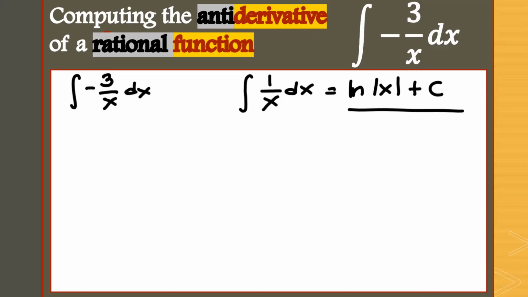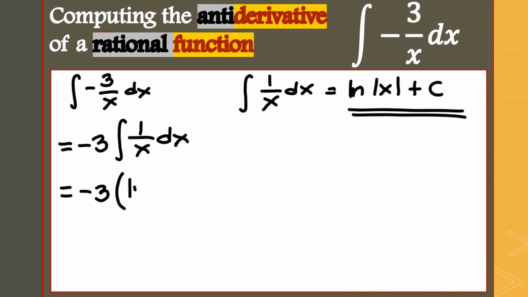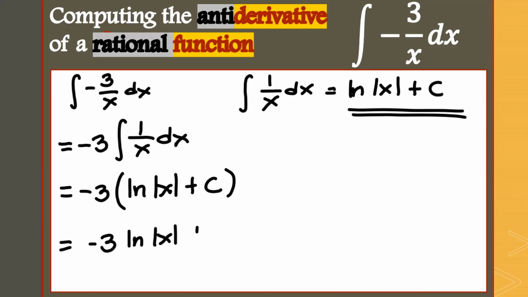Take note that we have negative 3, which is a scalar or a constant. So by the constant multiple rule, we can take it out: negative 3 times the integral of 1 over x dx. That would mean we have negative 3 times the natural logarithm of x plus c, which would give us a result of negative 3 times the natural logarithm of x plus negative 3 times c.